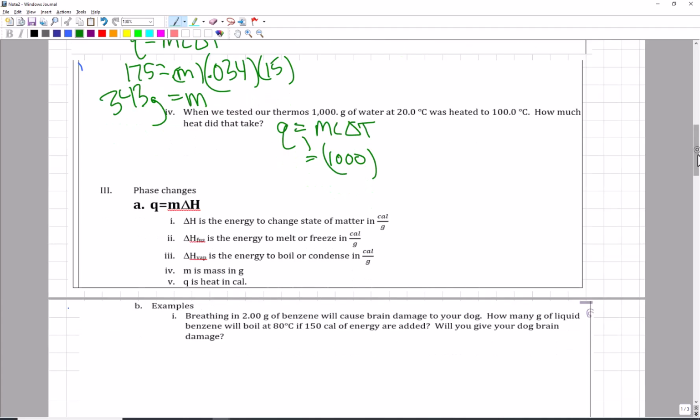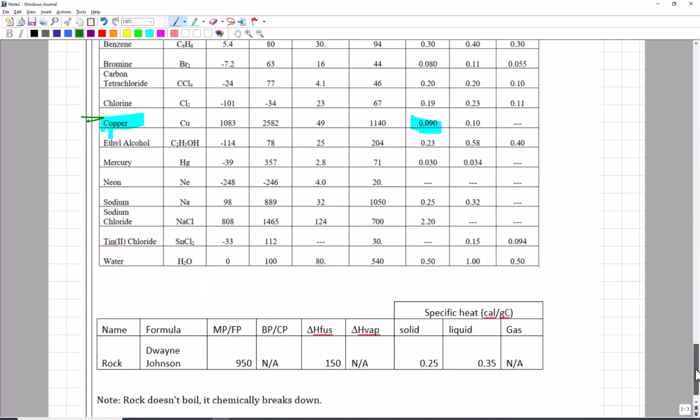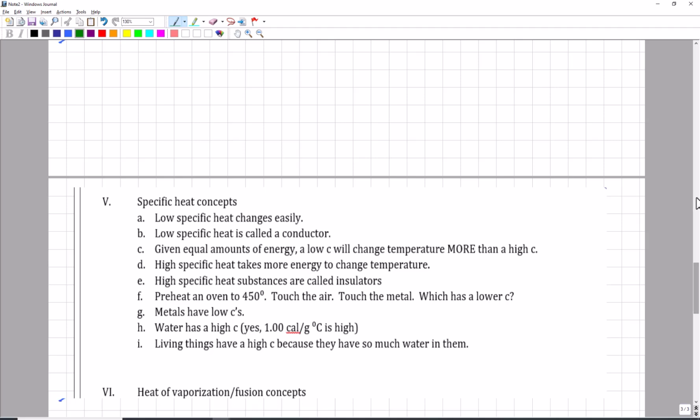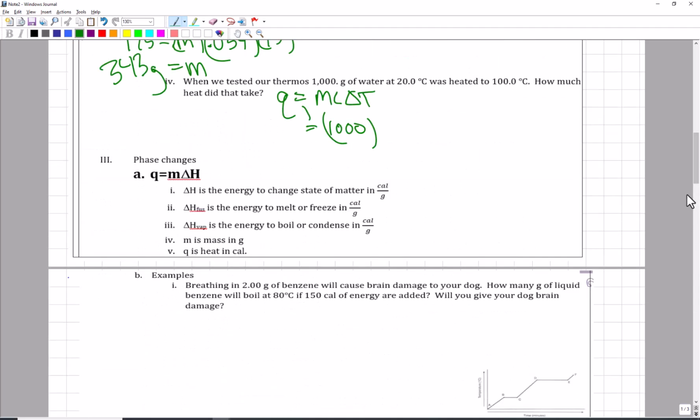Specific heat of water. Water. Liquid. 1. And we changed it from 100 to 20 is 80. I don't even need a calculator for that one. 80, 1, 2, 3, 80,000 calories. All right, so that's just changing temperature. We don't have change of state yet.